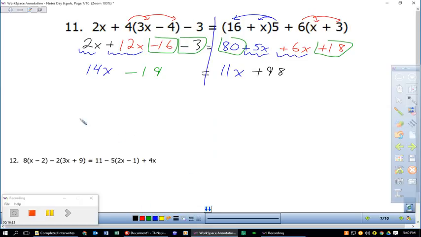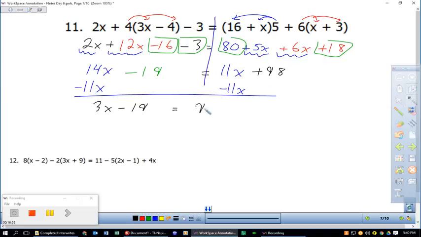Okay, so next step, the first M is move variables. So we are going to subtract 11x from both sides, both the x terms. So we get 3x minus 19 equals 98. Okay, add, subtract. We'll add 19. That is 3x equals 117. Dividing by 3, x equals 39.